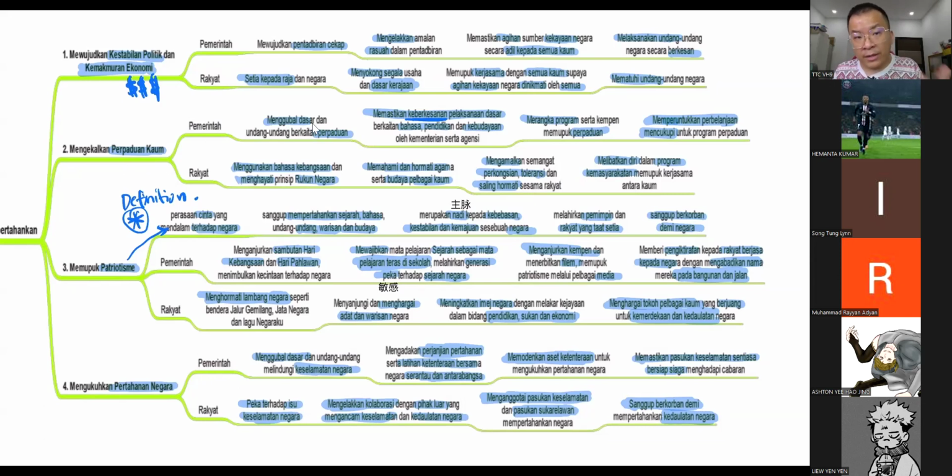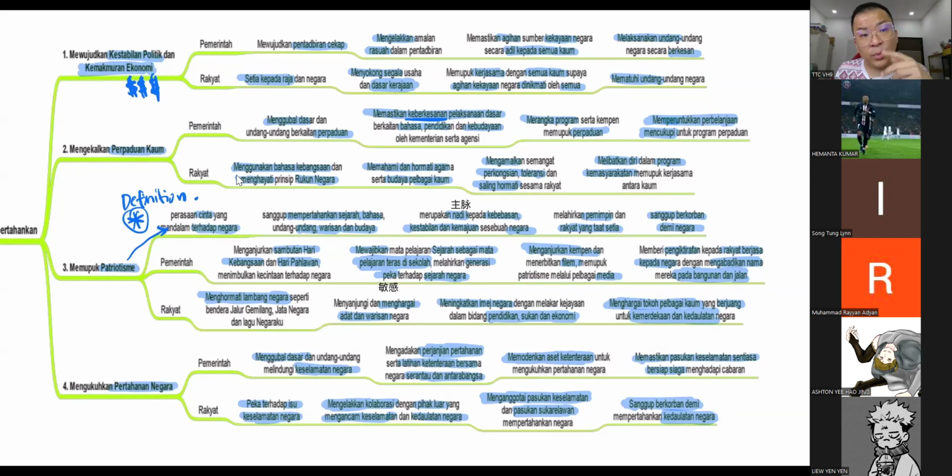So perpaduan kaum. So government will come out the dasar perpaduan and make sure that it is effective, like national language, education system, national culture. Merangkakan program perpaduan and must have enough funding. Must make sure have enough funding.